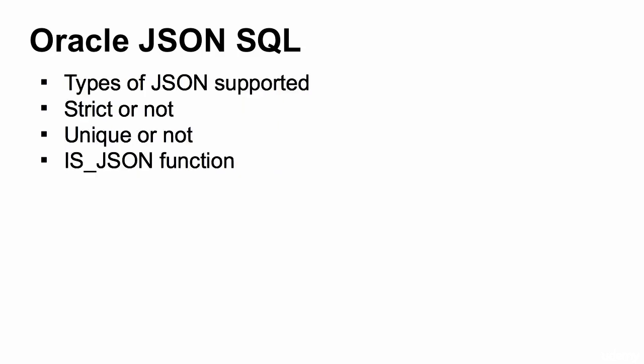Next topic we talk about is the types of JSON supported. It supports strict JSON, strict in formatting, in that everything must have double quotes and colons in between. It also allows not strict JSON to be stored. You can also specify whether your JSON has to have unique keys or not. We'll also discuss a very important function, which is a constraint which validates if JSON data is actually valid JSON.